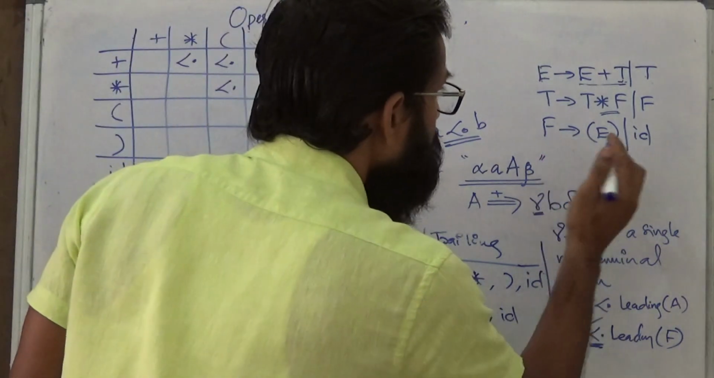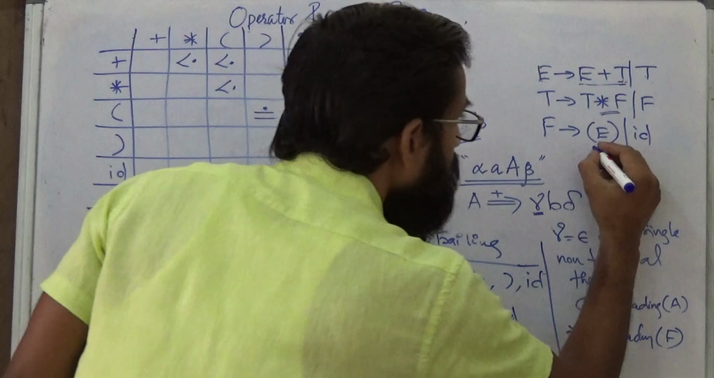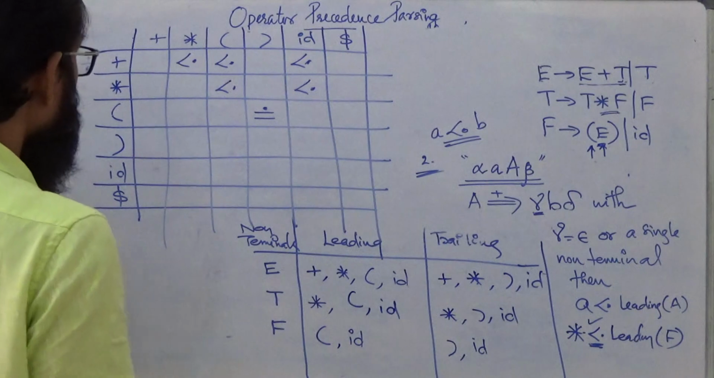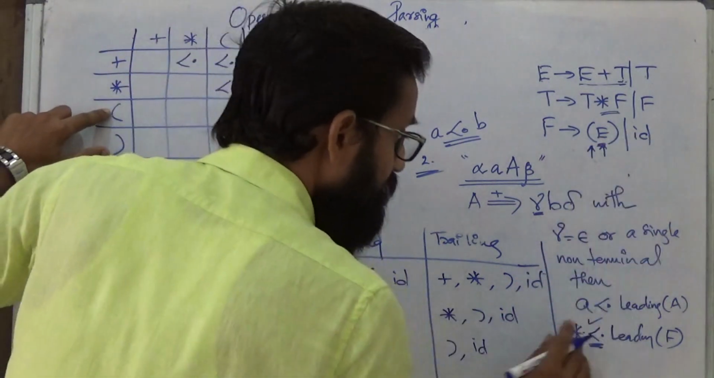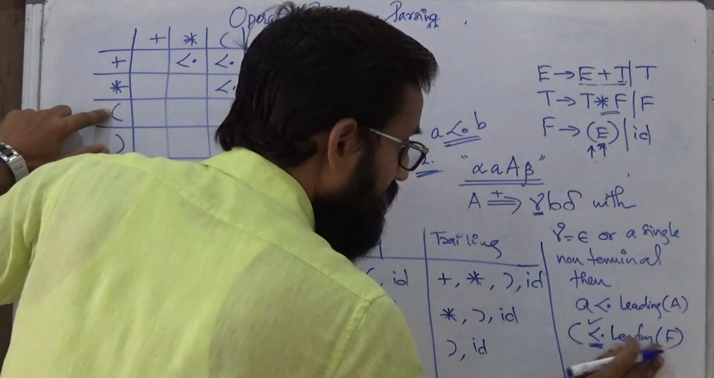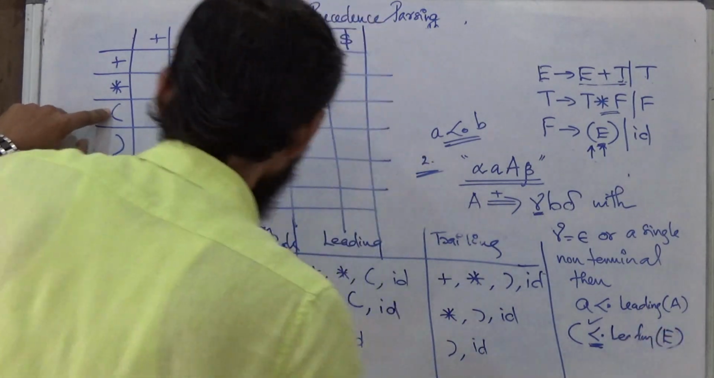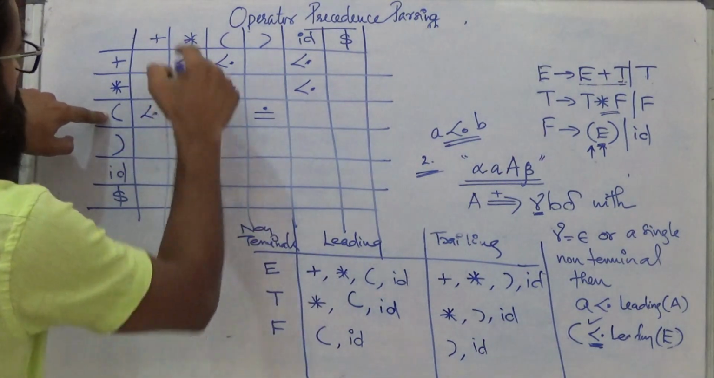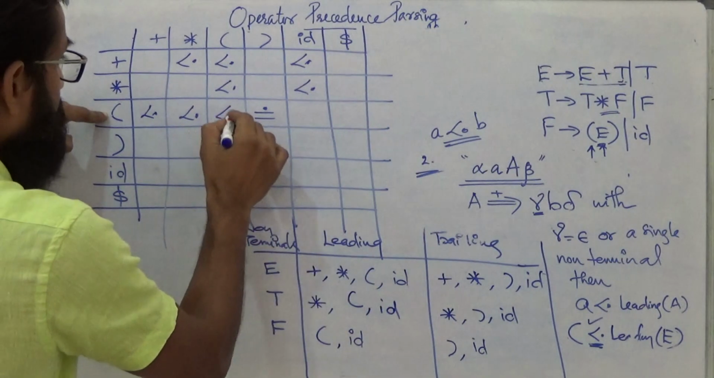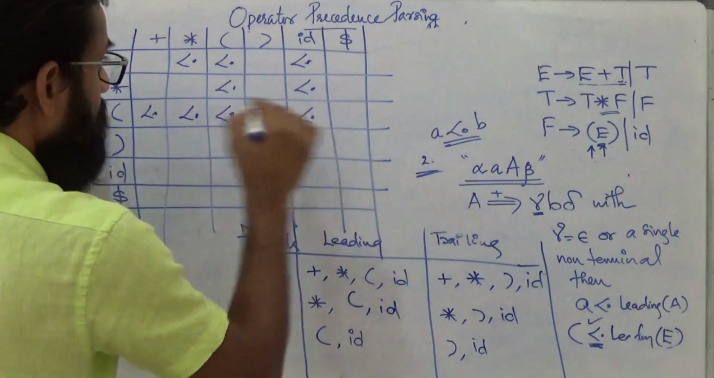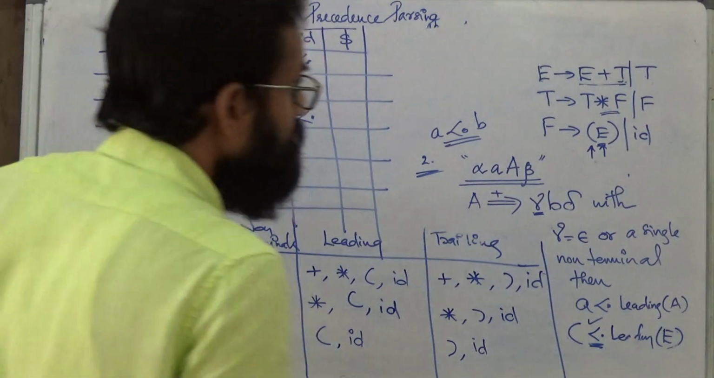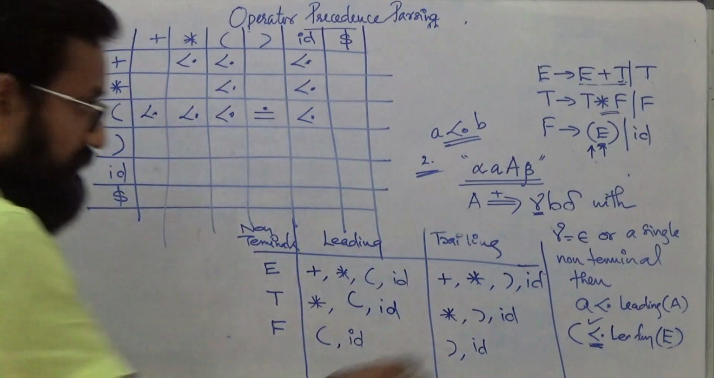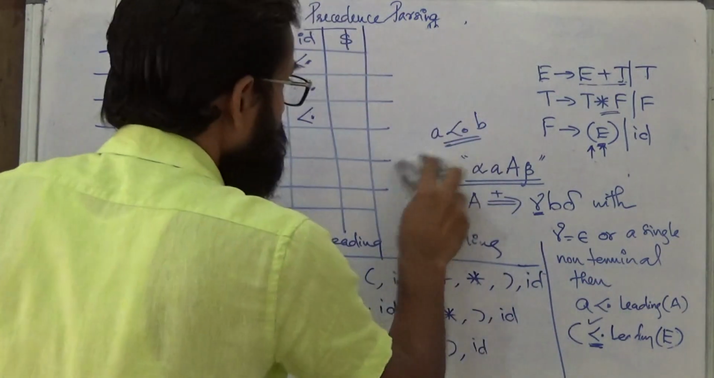Now if I consider this one, you are having opening parenthesis followed by a variable E. So opening parenthesis can be related with lesser precedence to everything in leading of E. So leading of E contains plus, star, opening parenthesis, ID. So this one is over. Next, then third one.